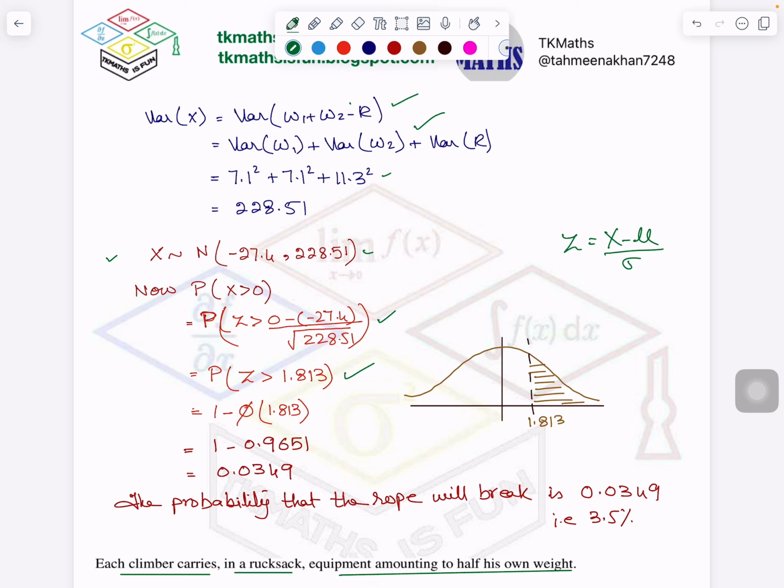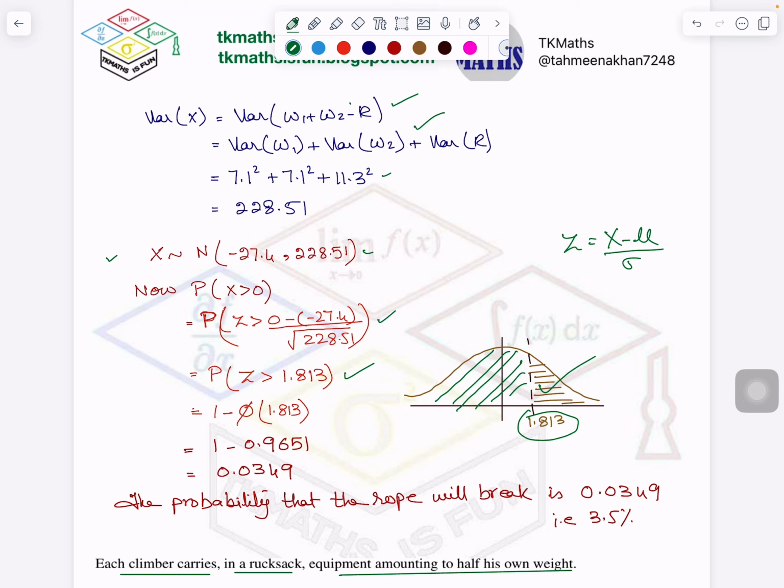Now here's something very important. My inequality is greater than. And when you are reading the table of the standardized normal distribution, you have probabilities of the left hand side. It means you will get the probability of this side when you read against 1.813. I'll show you here. So to find this out, what you will do? You will do 1 minus, because the total probability is 1.